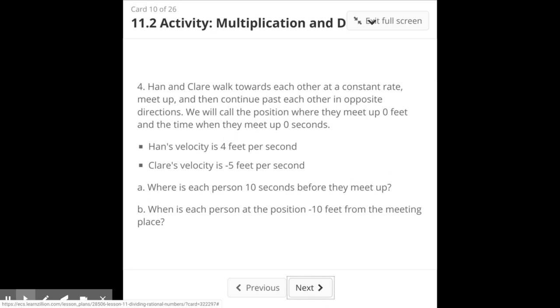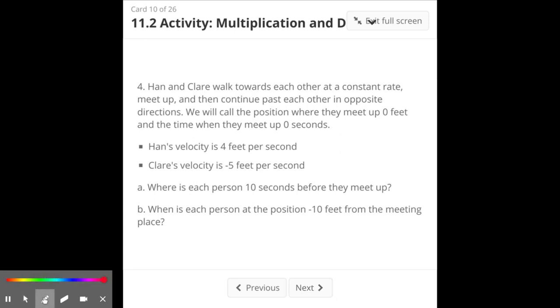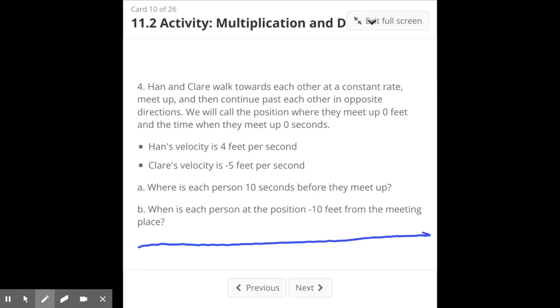they meet up? Okay, so this again has to do with the positive and negative velocity, and it's just trying to give you a visual for how positive and negative numbers work. So what I like to do is draw a number line. If you have a way of solving that without a number line, go ahead and do that. Pause the video, do that, and then come back and see what I come up with.